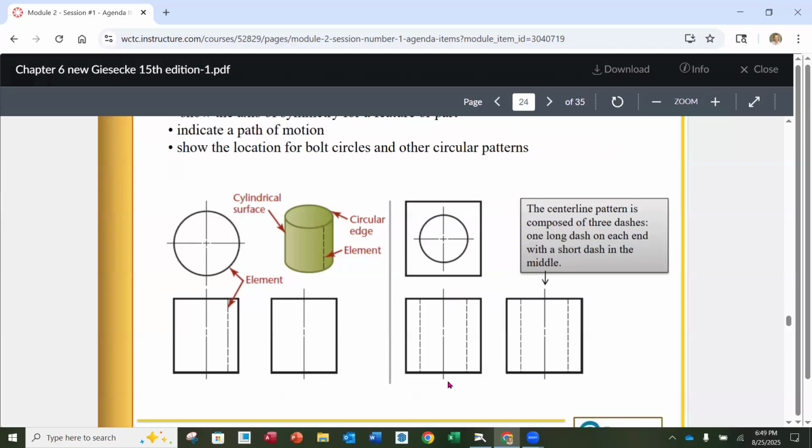The center lines that we see here that are depicting, in this case, the hidden edges of the circle as it goes through that block. You're going to notice that the center line extends a little bit beyond the block on the top and on the bottom. Okay. That's standard. You don't stop it at the block. Okay.